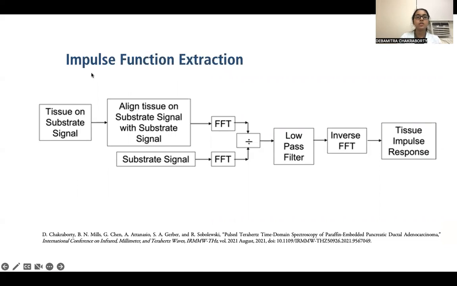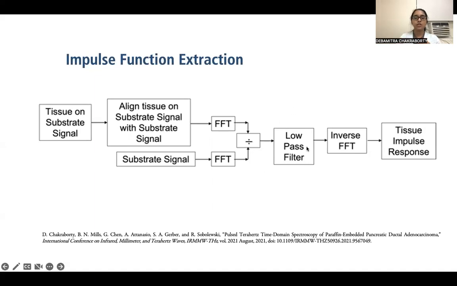So here we present the impulse function extraction method. We have a tissue which is mounted on a substrate, and we took a signal using this tissue, and also we took a signal of just the bare substrate without any tissue attached to it, and then we align these two signals onto each other, and then we take the first Fourier transform, or FFT, and then we divide them.